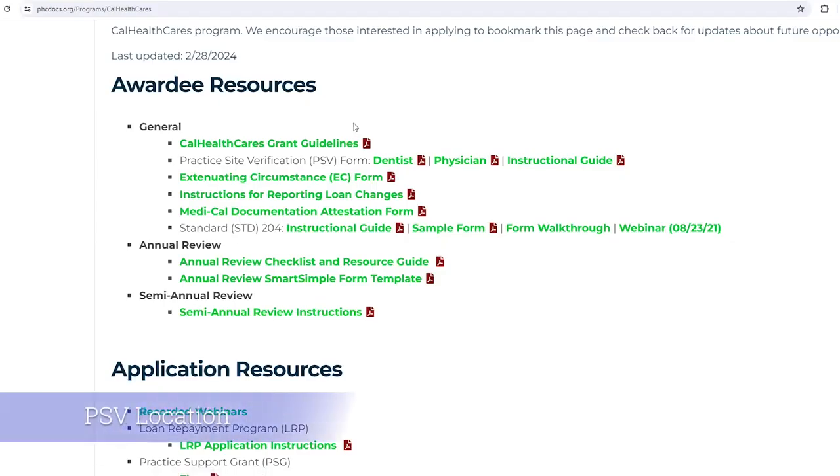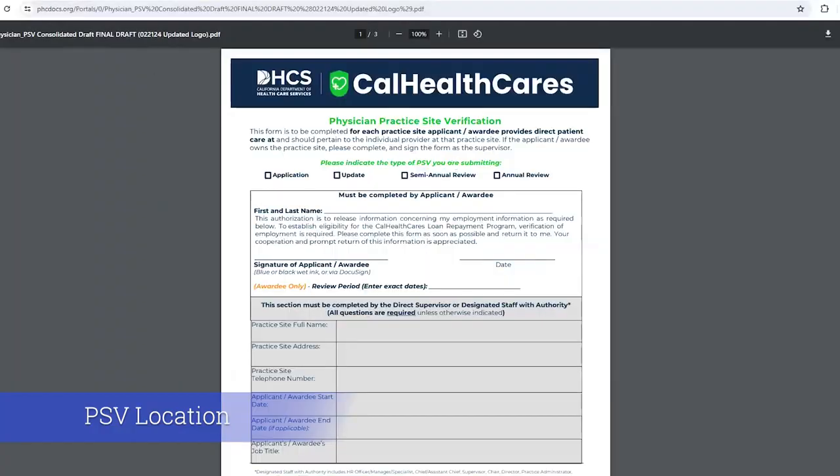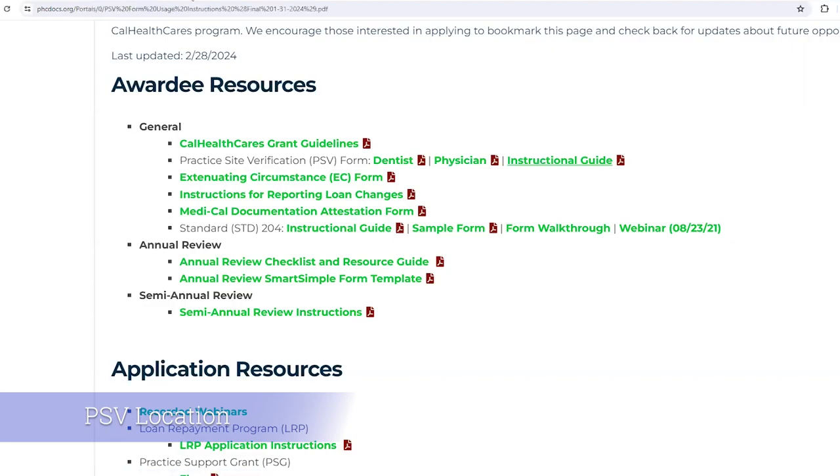All questions on the form are required unless otherwise indicated. An incomplete PSV will cause delays in processing, and we want to be able to process your documentation as expediently as possible. The PSV form can be found on our webpage, calhealthcares.org, under Awardee Resources General. There's a dentist and physician version, and we also have an instructional guide.